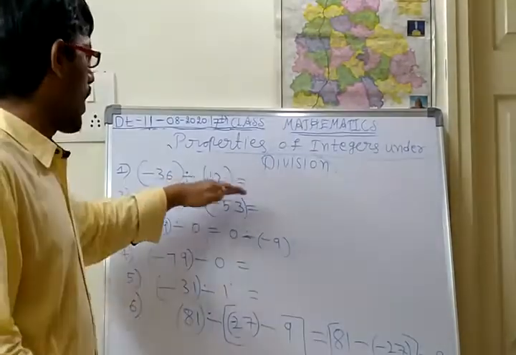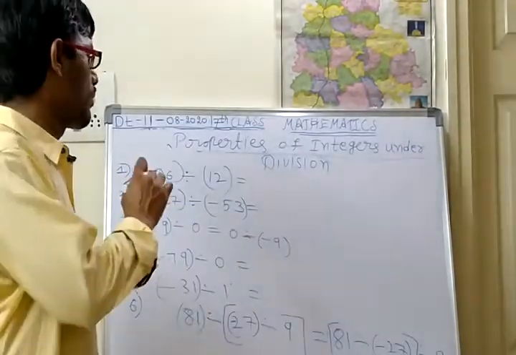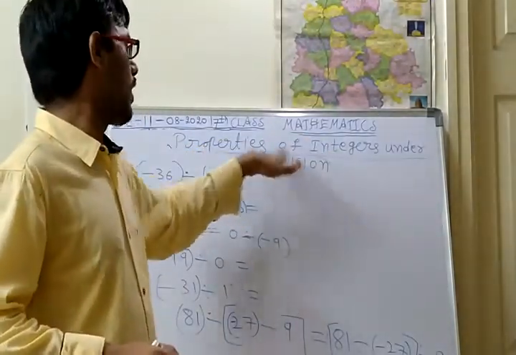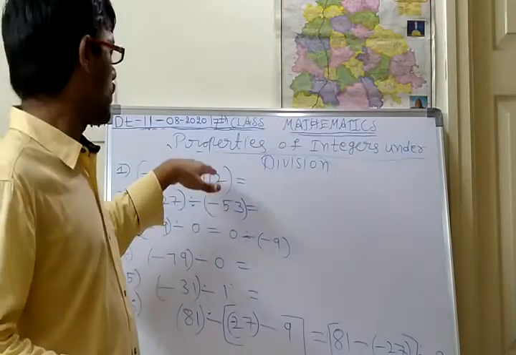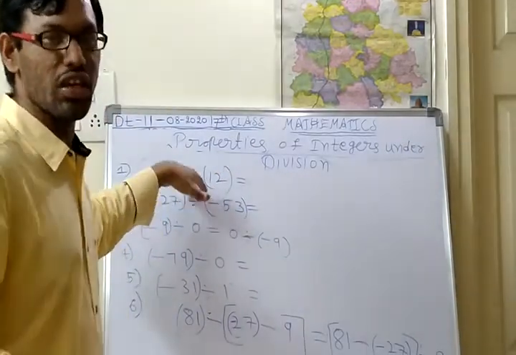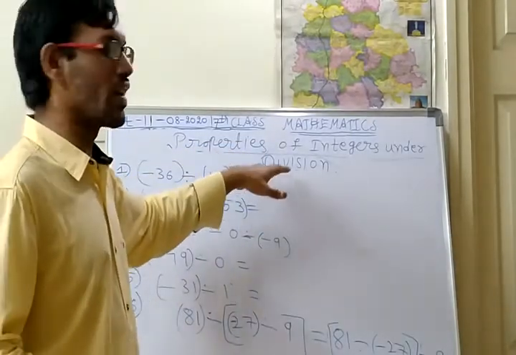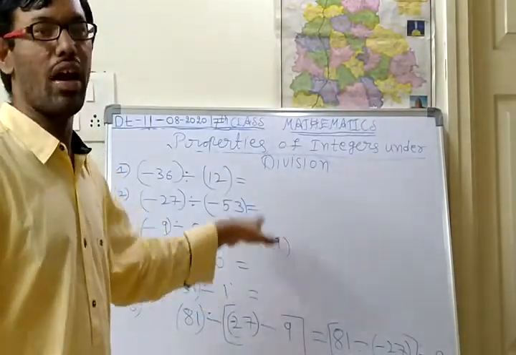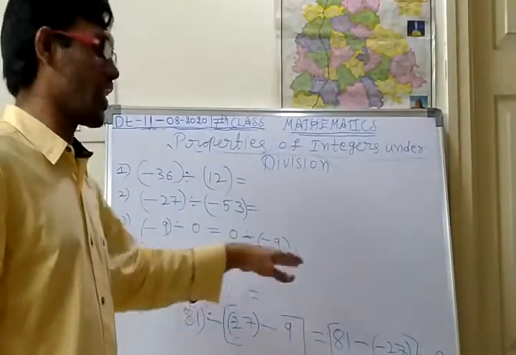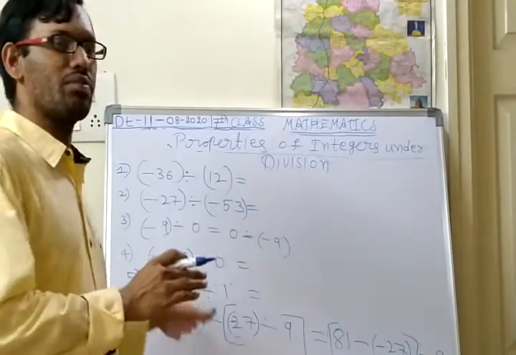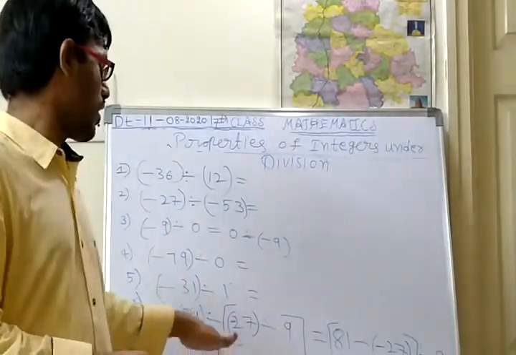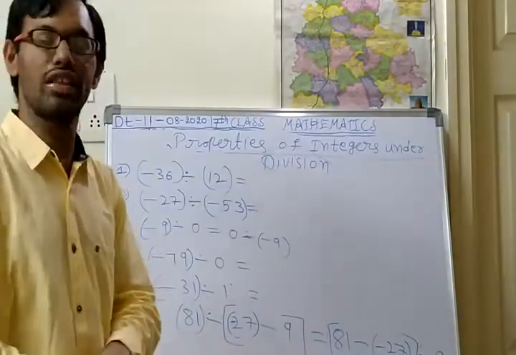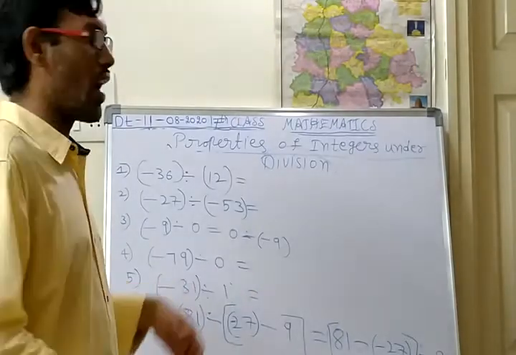So finally, after completing the answer, what should you write? This problem satisfies the property of integers under whatever the property is. This problem satisfies the closure property of integers under division. This problem satisfies the division by 0 property under division. If it does not satisfy, write that this problem does not satisfy the associative property or closure property under division. Like that you should write, and you should end the answer solution.